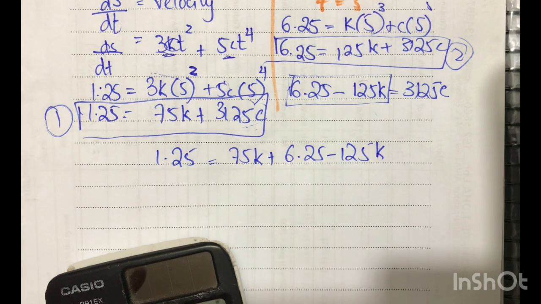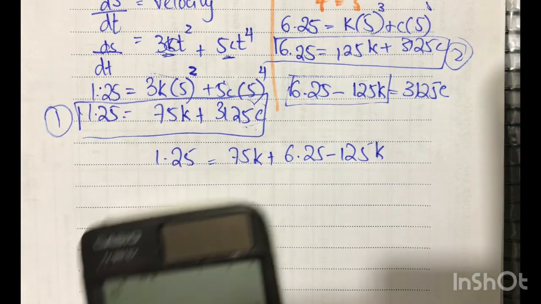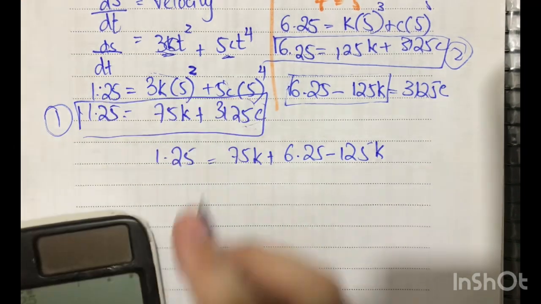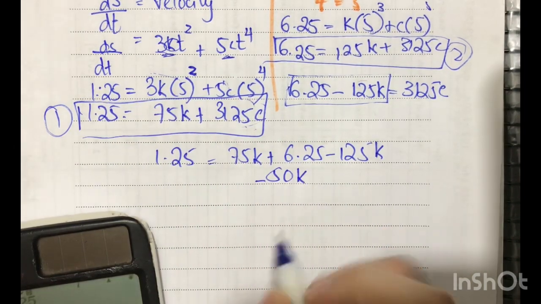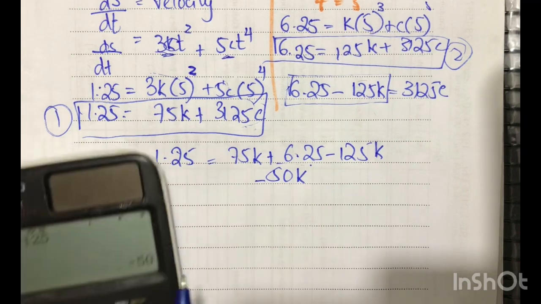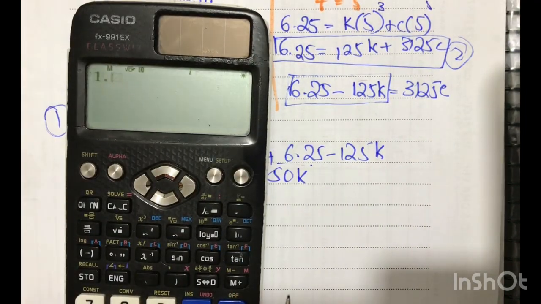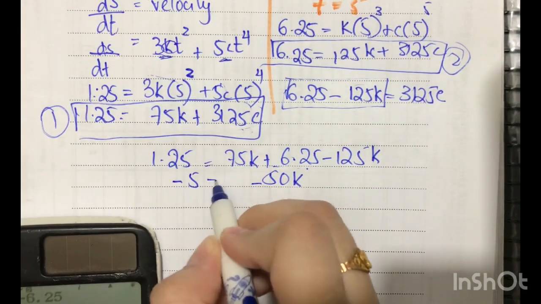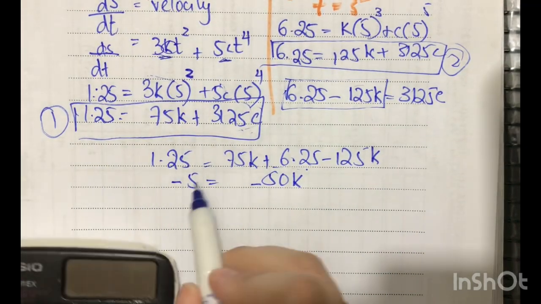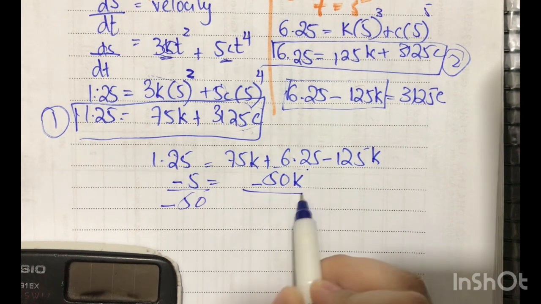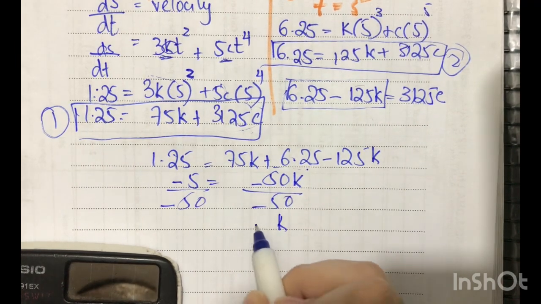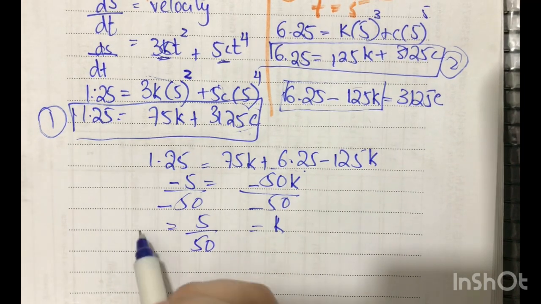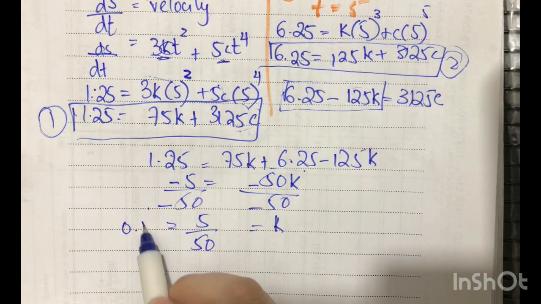So 75 minus 125 is minus 50k, and 6.25 will go to the other side and get subtracted, so it's 1.25 minus 6.25, which is minus 5. We divide by minus 50 on both sides and we get k is equal to 5 over 50, or 1 over 10, so this will become 0.1.